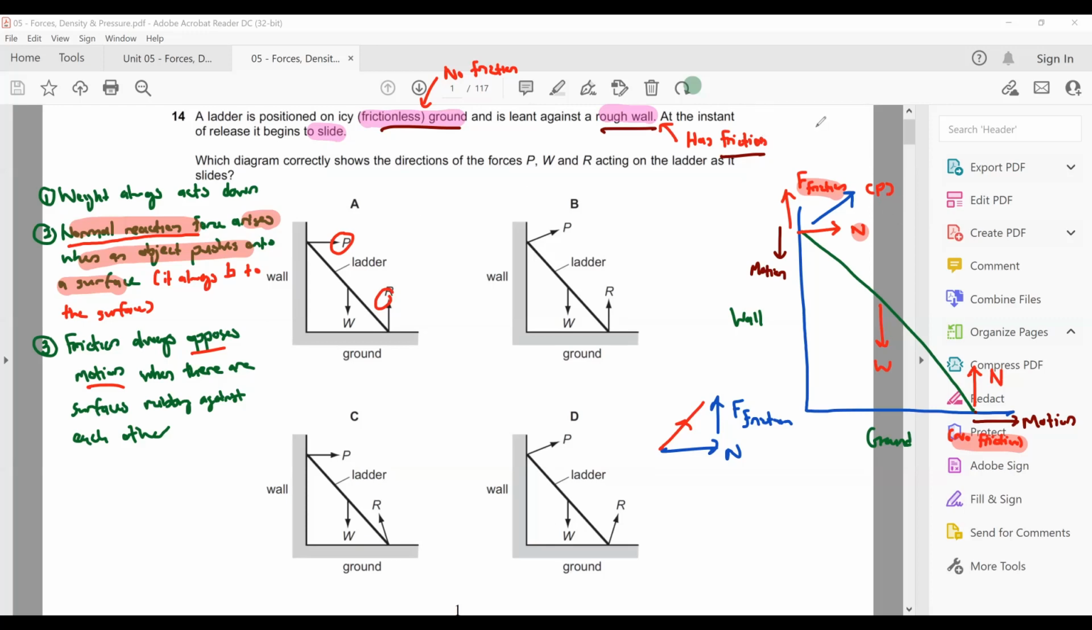Now, if I then single out the bottom portion right now, my resultant force, is it correct to say that my resultant force is actually just N itself? There's no other forces, right?